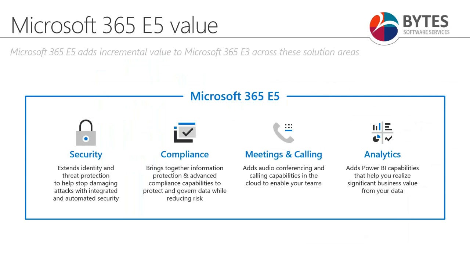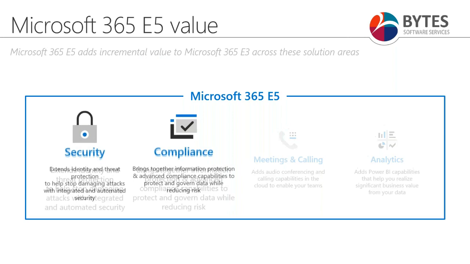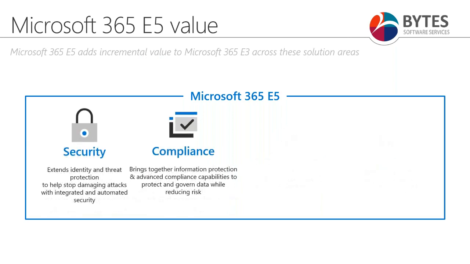Microsoft is also looking at breaking it out into these different areas: security, compliance, meetings and calling, and analytics, and how we can change the way we look at things and relate that back to their customers. In today's session we spoke more around security and compliance, and this is where Microsoft recently announced 2 new SKUs to add on to your Microsoft 365 E3 platform, which is really nice.